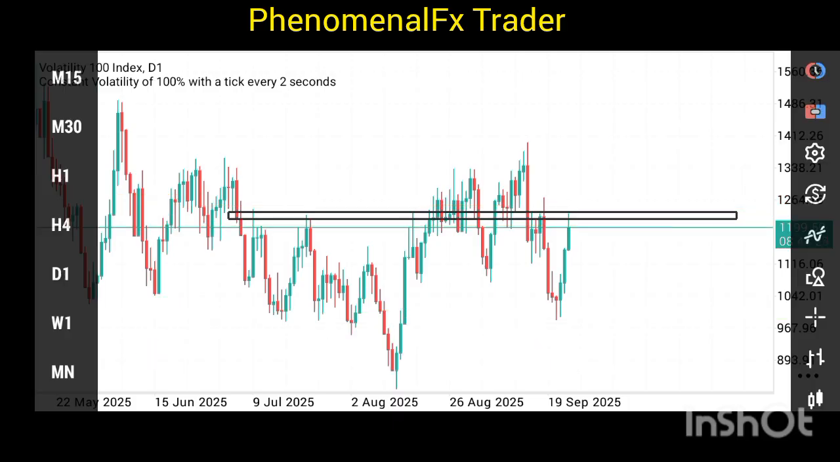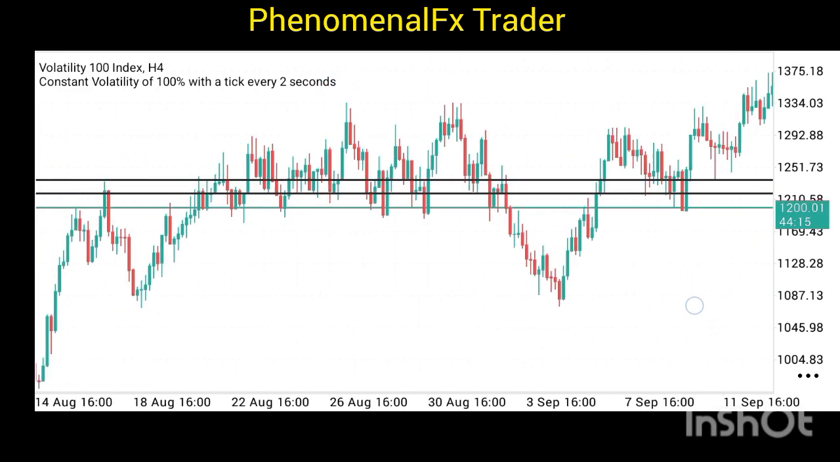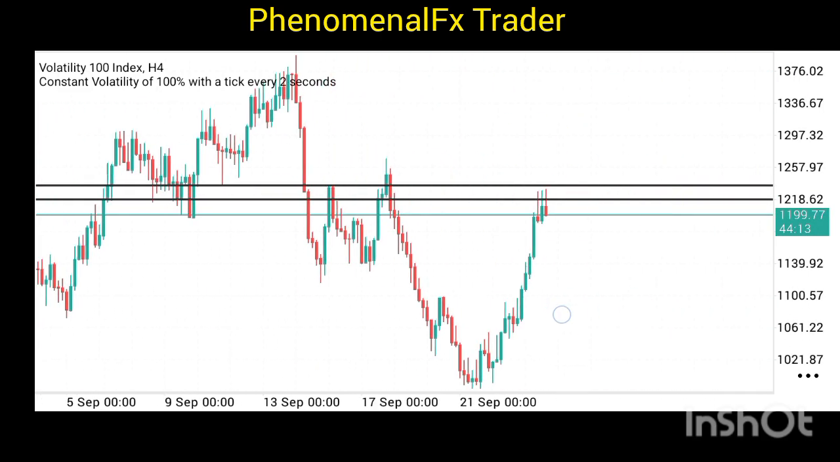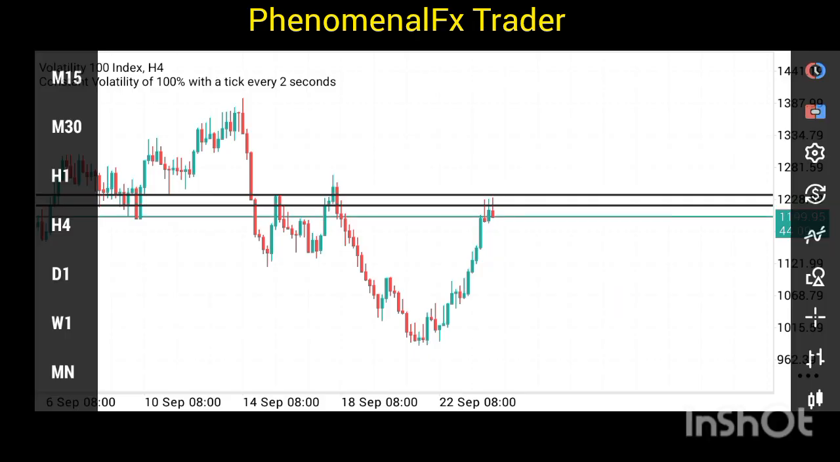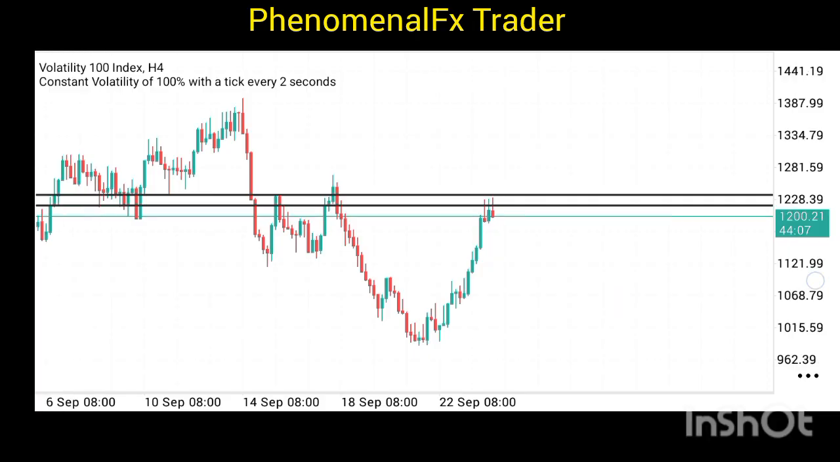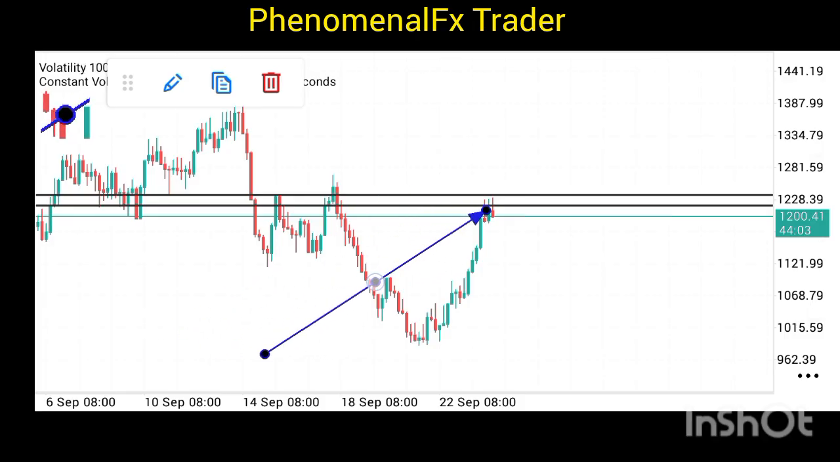So let's go down to the 4 hourly time frame. On the 4 hourly time frame, you can see what we have on this same zone. We can see the rejections already on this zone. This is the first time the market got rejected. The second time it closed bullish with an engulfing candlestick. Then this is the third time, so the market is rejecting again.